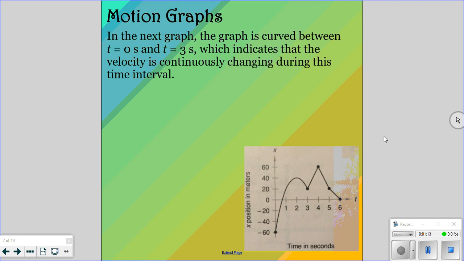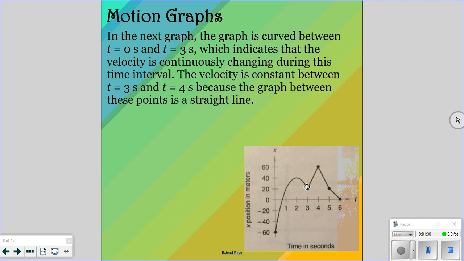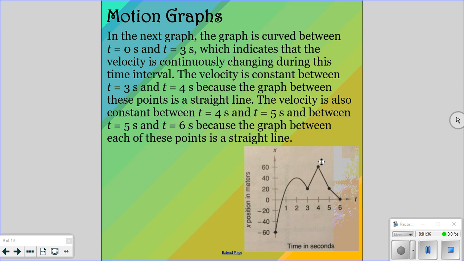In this graph, though, the graph is curved between 0 and 3, so the velocity must be continuously changing during that time interval. It doesn't stay the same. It's going faster, and then the velocity starts slowing down. The velocity is constant between 3 and 4, and we know that because it's a straight line. It's also constant between 4 and 5, and between 5 and 6, because those are straight lines that connect those points.